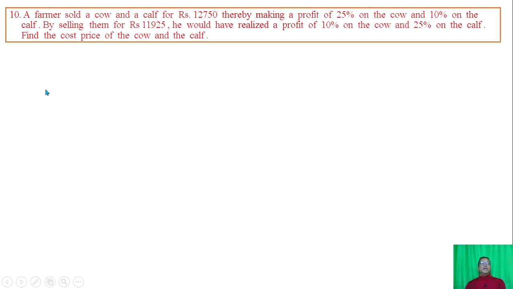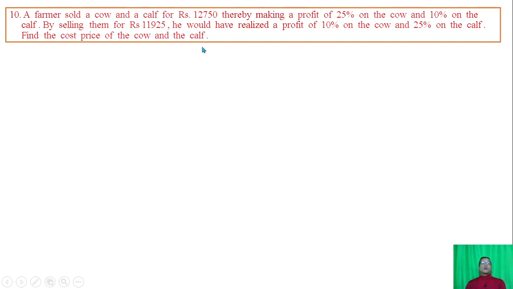10. A farmer sold a cow and a calf for rupees, thereby making a profit of 25% on the cow and 10% on the calf. By selling them for rupees 11,925, he would have realized a profit of 10% on the cow and 25% on the calf. Find the cost price of the cow and the calf.